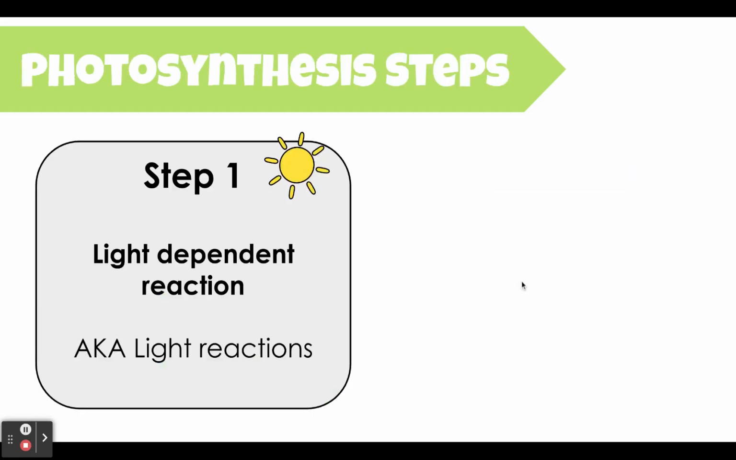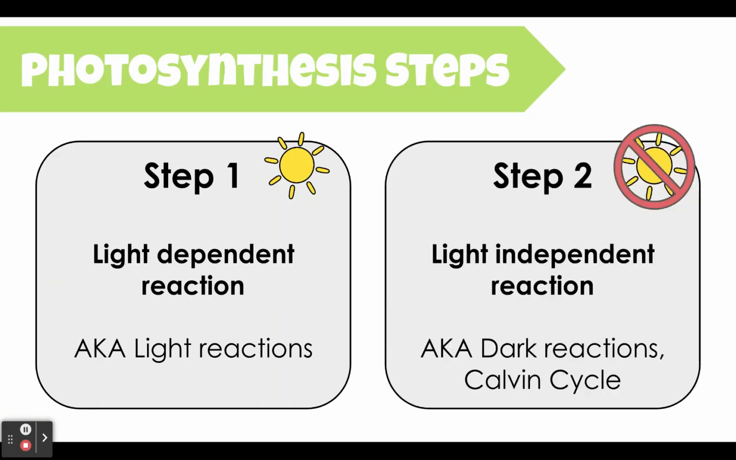So there are two main steps of photosynthesis. The first step is known as the light-dependent reaction, also known as the light reactions. So obviously light is a required component for the first half of photosynthesis. The second step is called the light independent reaction, aka the dark reaction, or it's also known as the Calvin cycle, named after the person who discovered it. So in this second half of photosynthesis, light is not required. So we'll go through what's happening at each of these steps.